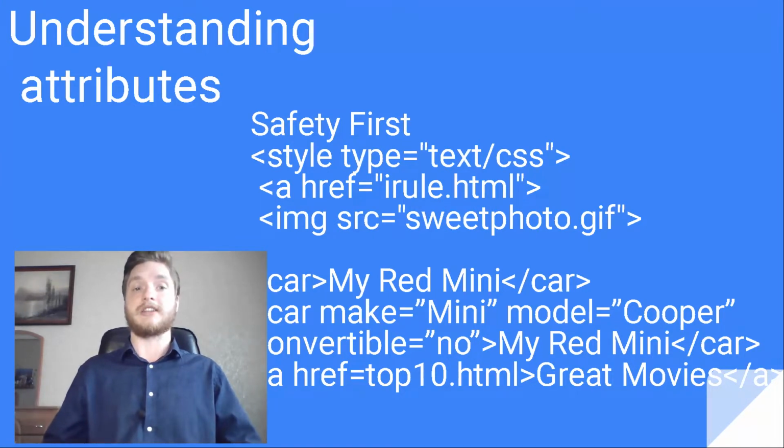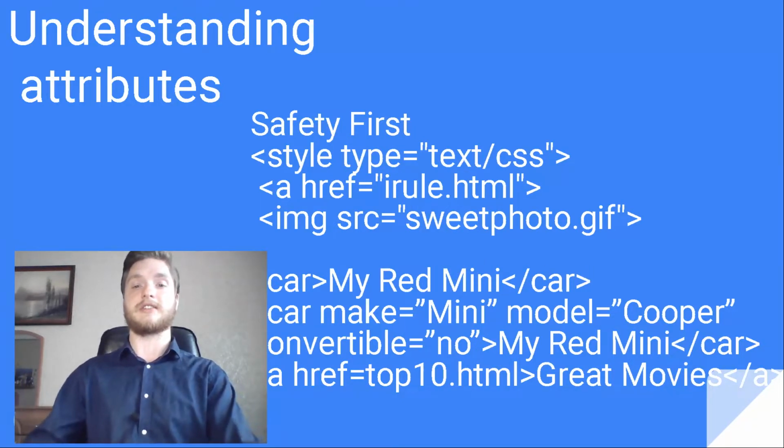Let's cook up an example to give you an even better feel for how attributes work. What if car were an element? If car were an element, then you'd naturally want to write some markup like this. With no attributes, all we can supply is a descriptive name for the car.